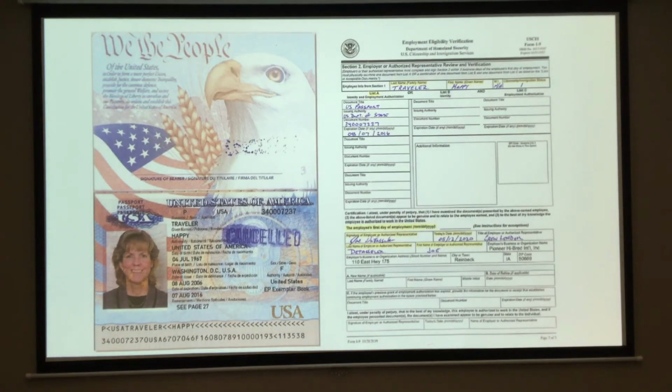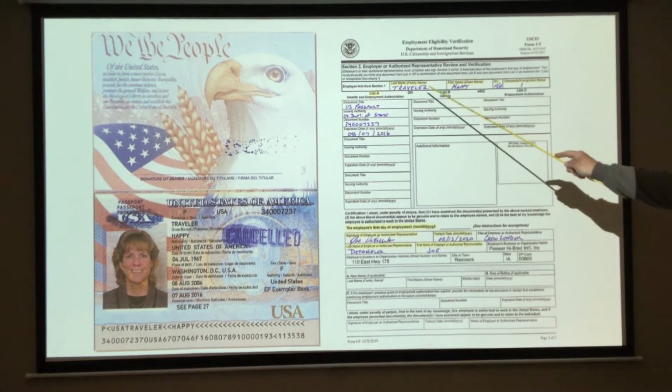So let's get into some of the documents. First ones we'll look at are List A documents. List A documents are ones that provide identity and employment authorization information or validation. Okay. In this case, we're looking at a passport.